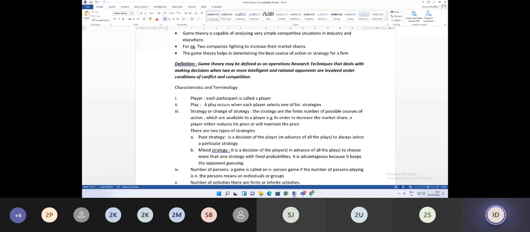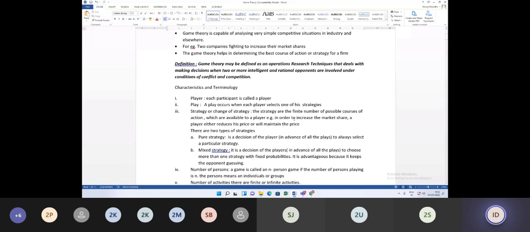Which are available to players? Yes, these are the strategies available to the players. These are the options available to the players. These are the actions available to the player. These are the options available to the player in order to, in the same example I quoted, increase the market share or maintain it. The example is, in order to increase market share, as I quoted here, either we have to reduce the price or we have to maintain the same price, right?